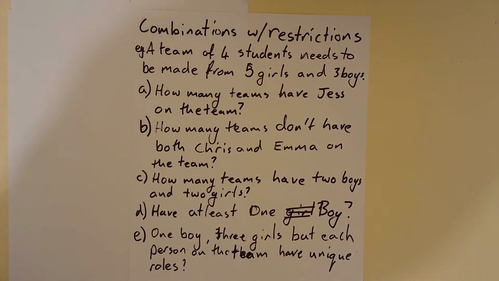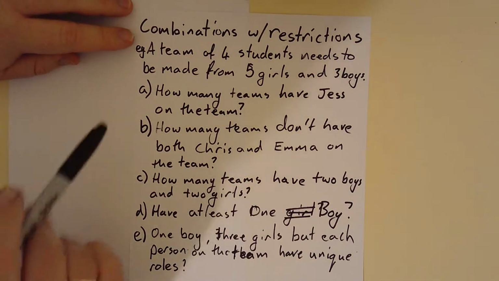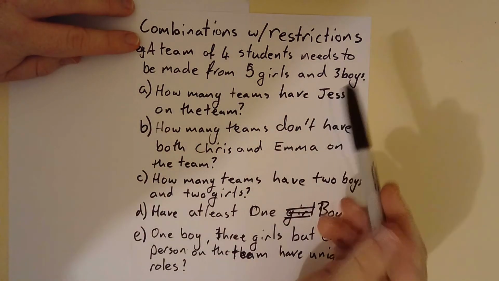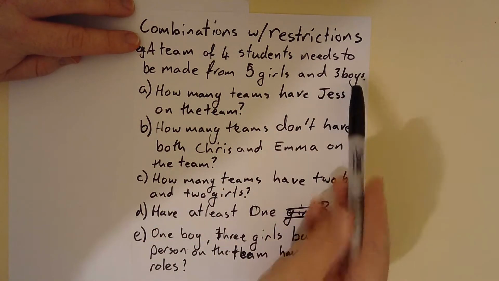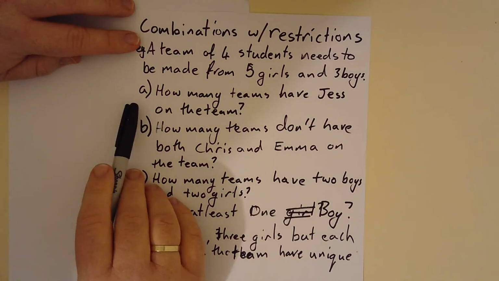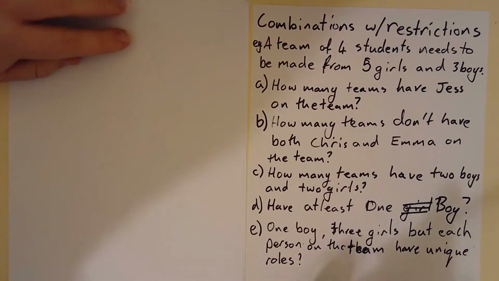So today we're going to look at how to calculate combinations when there are some restrictions. We've got several questions, but they're all based on the same information. A team of 4 students needs to be made up from 5 girls and 3 boys. The first question says, how many teams have Jess on the team?